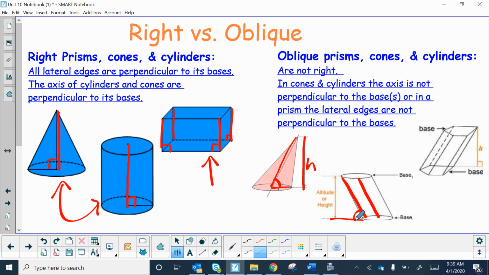This prism over here, these are all tilted, or slanted, and they make an acute angle with the base. So we actually want to use this height out here that goes perpendicular to the base to figure that out for each type of solid. Okay, so this is the height that we want to use. Feel free to pause the video if you need to write down these notes.